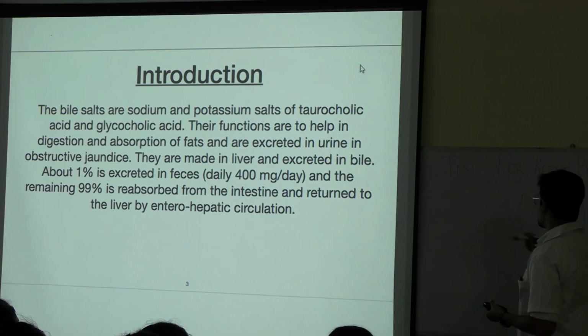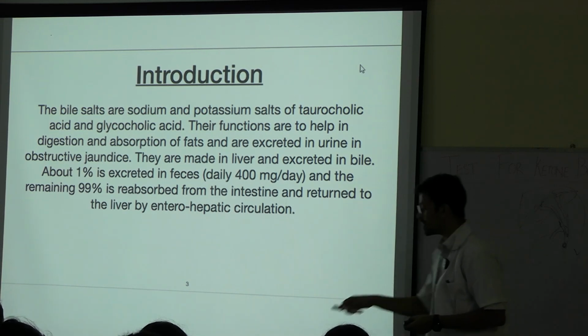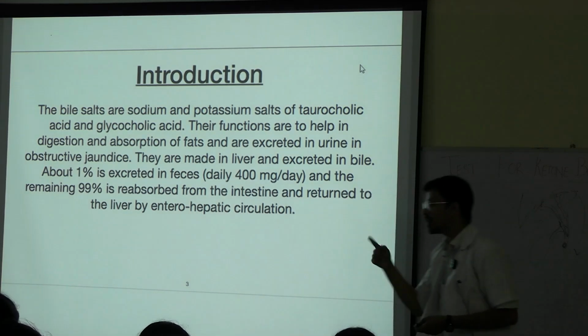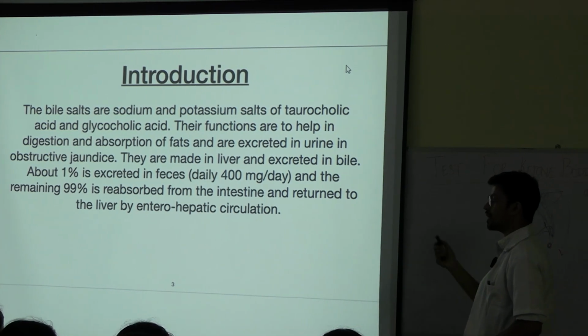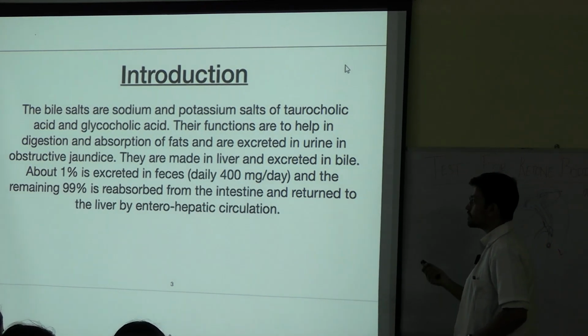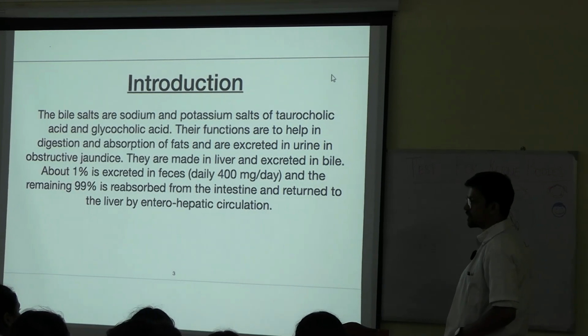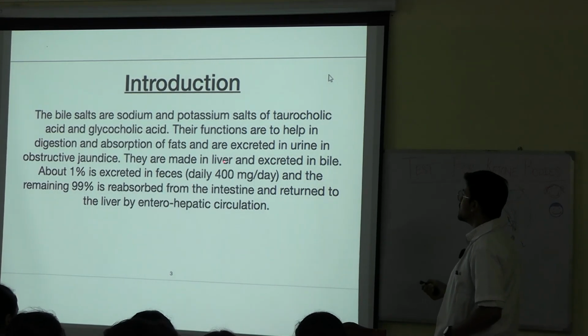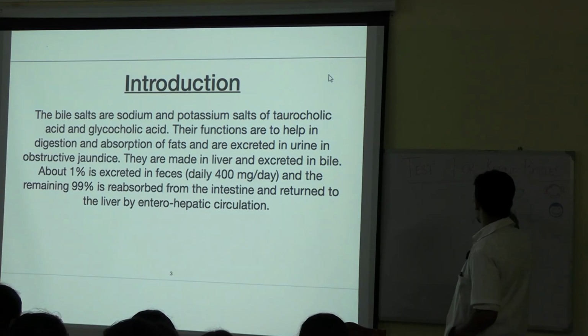That is why in obstructive jaundice this increases in the urine. Once these are present in the blood, they will come to the kidney. The kidney will not be able to filter them out, and they come out in the urine. So that is why the concentration increases in obstructive jaundice. Fine. Now they are made in the liver and excreted in the bile.